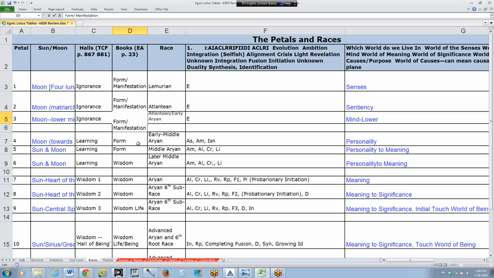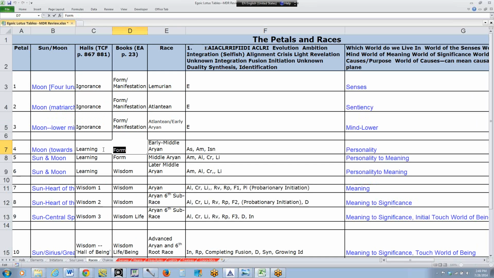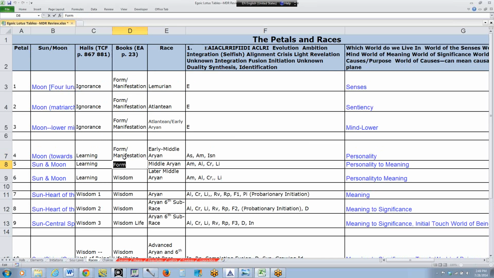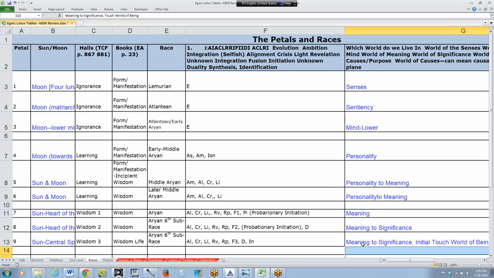So the first 3 petals correspond to the moon, and actually the first 4 petals correspond to the moon, but, you know, the higher aspect of the personality, form and manifestation. I would have to say, for petal number 5, it should not simply be form, manifestation, but form, manifestation, and incipient wisdom. Because the higher of the pairs of opposites are factors in one's understanding, or factors in one's growing understanding.